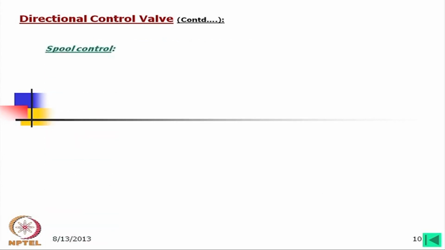Now, we will look into the spool control. In case of DC valves, spool position control is on off type. Once we say direction control valve, it means it is on and off type. In some cases, we can control this valve keeping the spool in an intermediate position, and we can control the flow to some extent. We can also control the pressure, but these are not desired. The purpose of a spool valve is not to control the flow rate or the pressure.